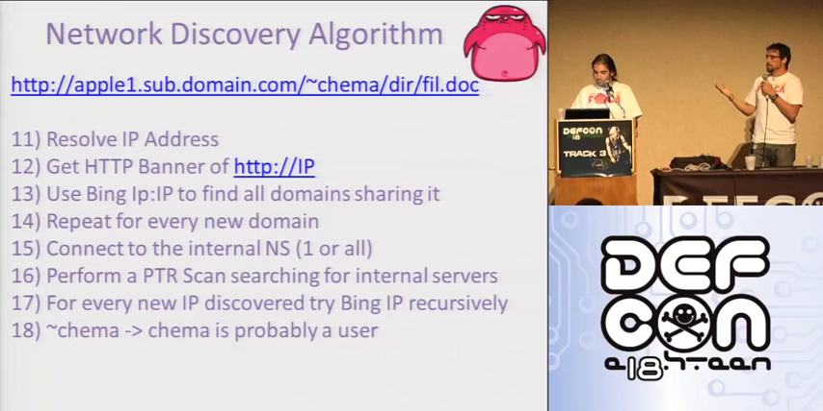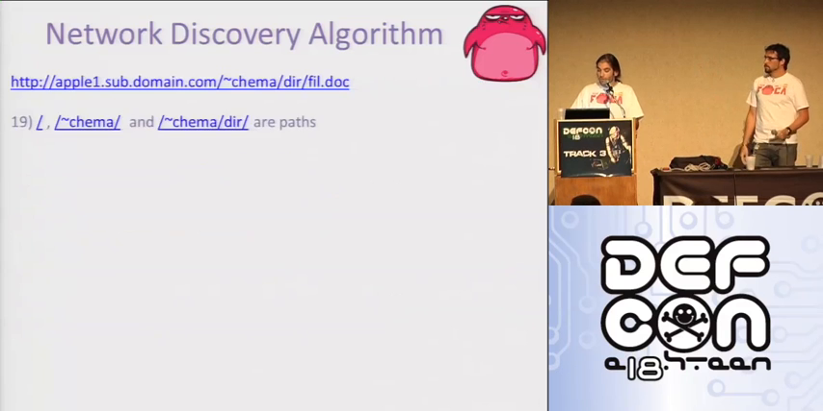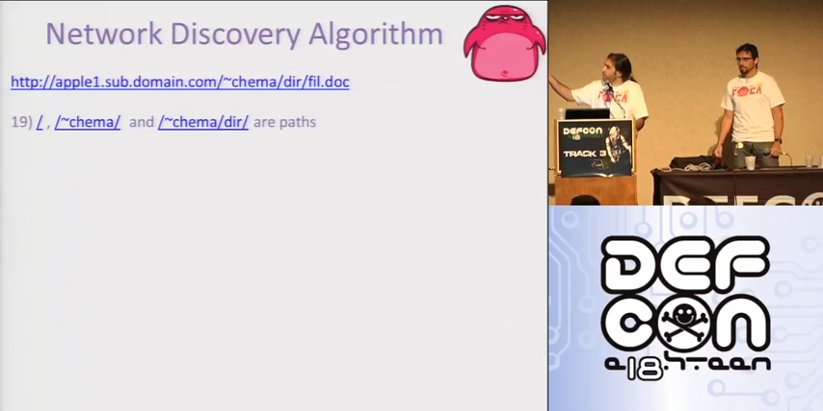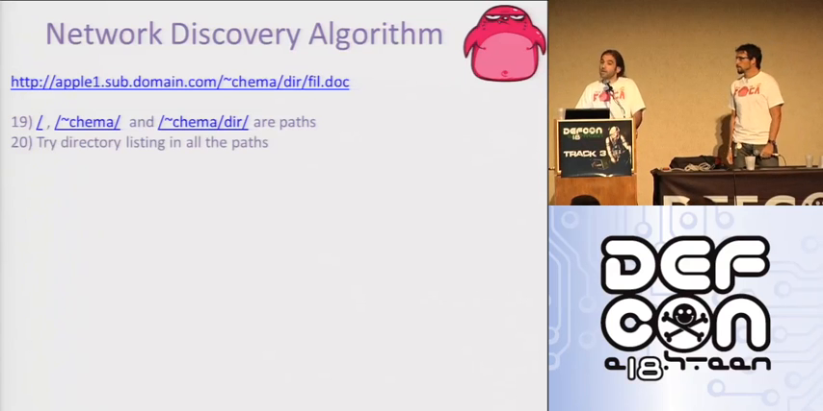Then there's more: we're going to look for patterns in the URL itself. We've been doing this for the data, so we're going to do it in the URL. Like, you have a possible username there, so we're going to use that. And of course, we also have paths in the URL, so we got three paths that we can try directory listing on. That is good if you are doing a penetration test.